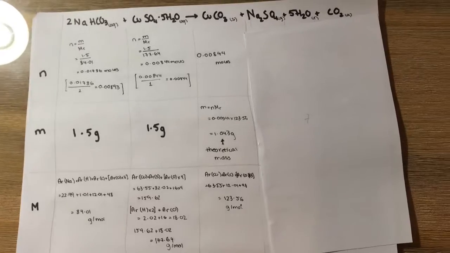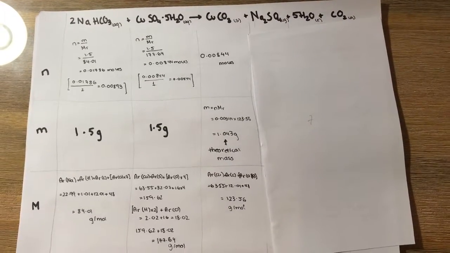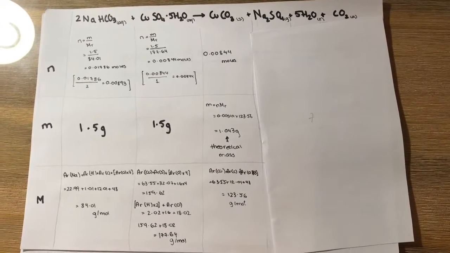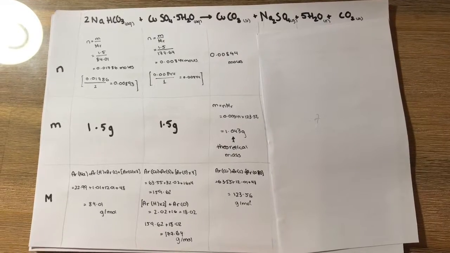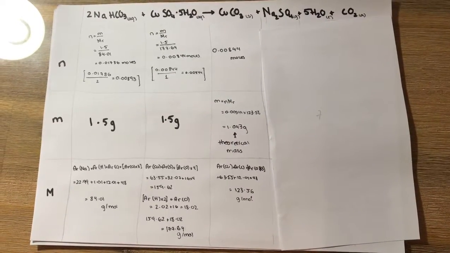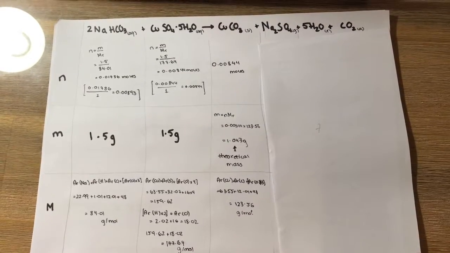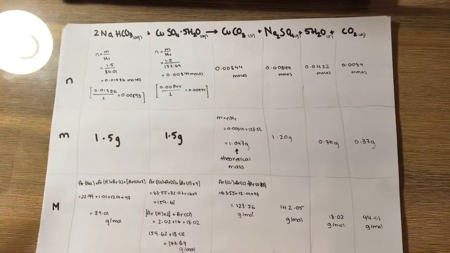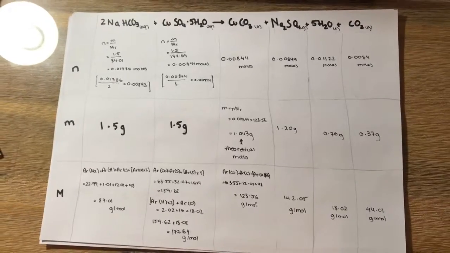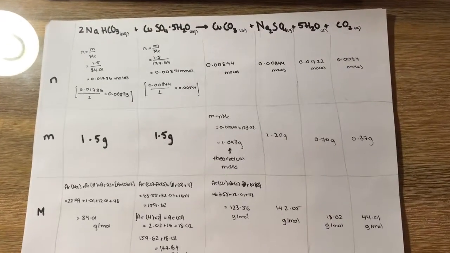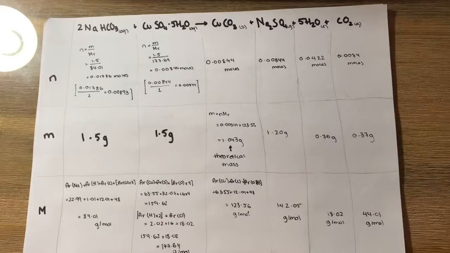From this, we can calculate the theoretical mass of the precipitate because mass equals moles times molar mass. This calculation gives us a theoretical mass of 0.143 grams. Additionally, these calculations can be repeated for the other products as seen on the paper.